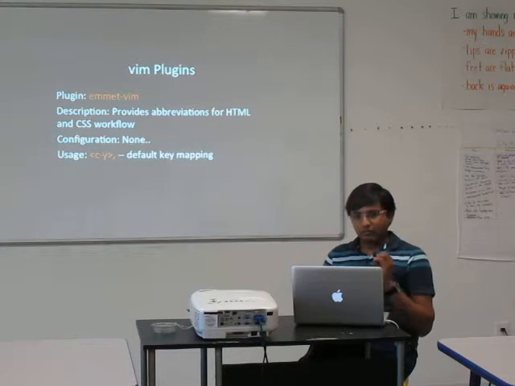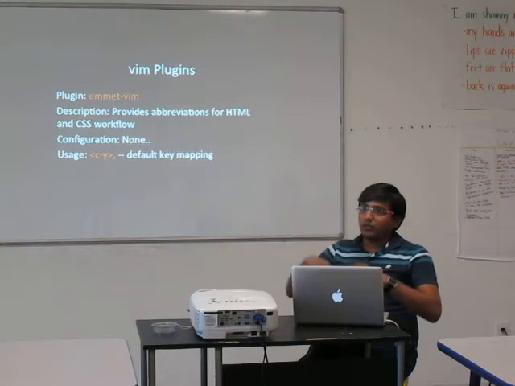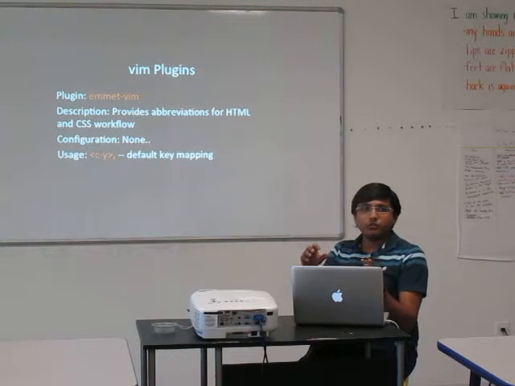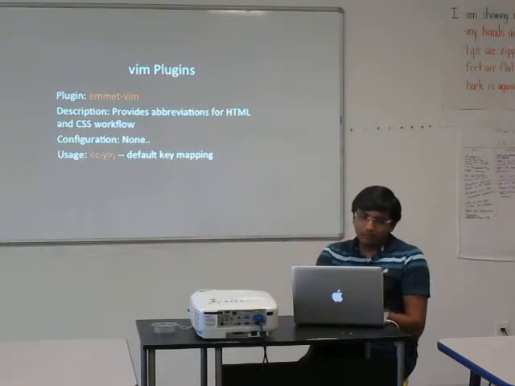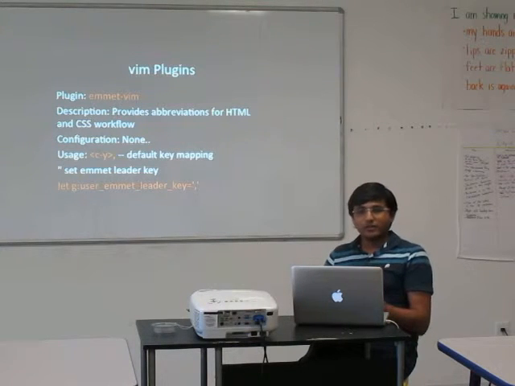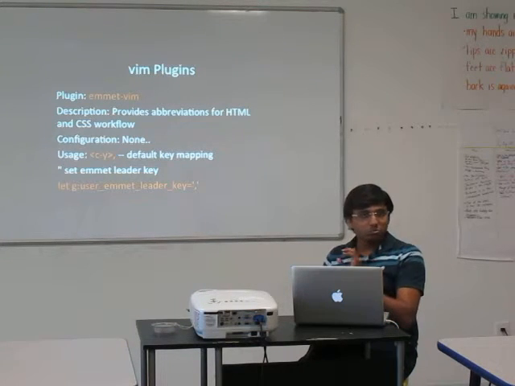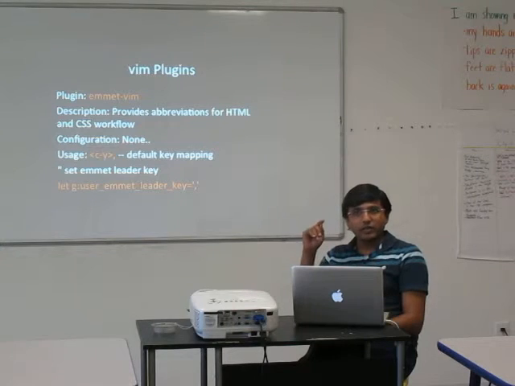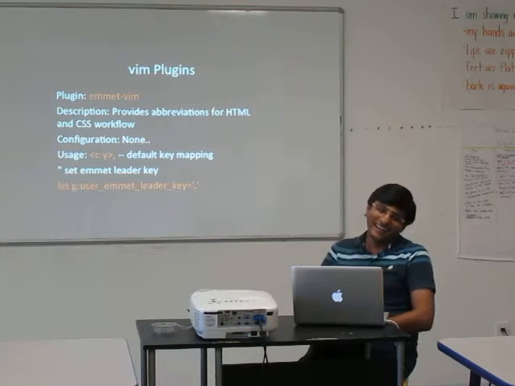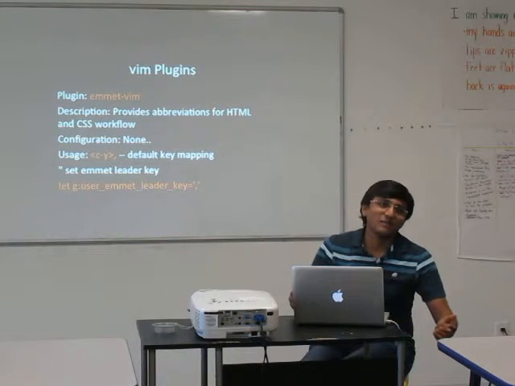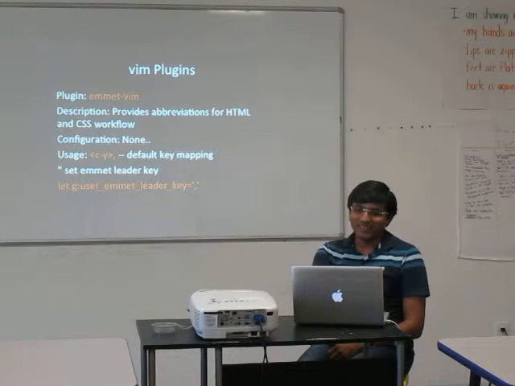How can you use that? They have a default key mapping. Say Control Y and comma will expand the code of whatever abbreviation you provide. When you hit Control Y and comma, it will expand your code. But I did not like it, so I changed it to comma, which is easy for me. So whenever I'm done with my abbreviation string, I just hit comma, and it will expand the code for me. As long as you're not in a CSV file. Of course, I'm working in HTML. CSV doesn't have any problem with that.